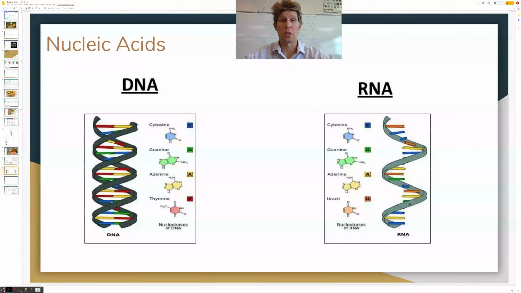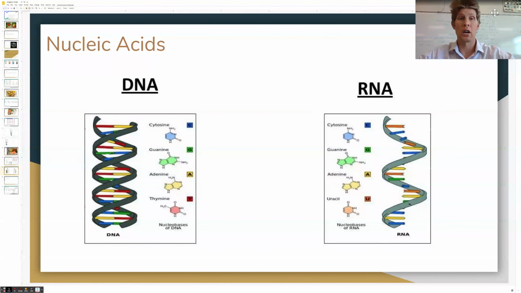So all these organic molecules are essential and vital when it comes to cells and helping you function as an individual organism. So that's all I've got for you.